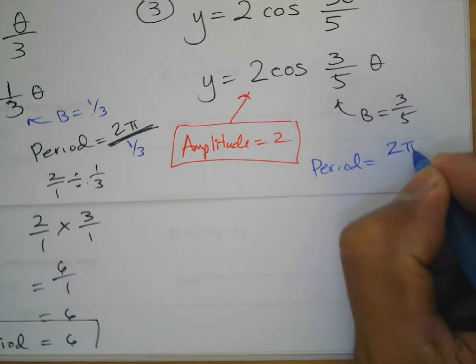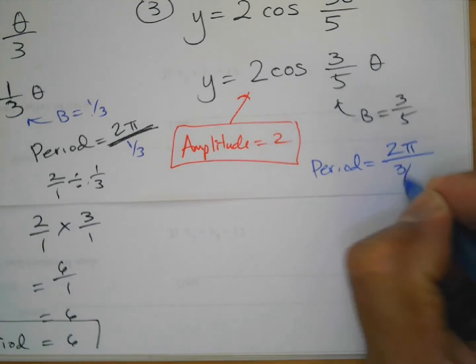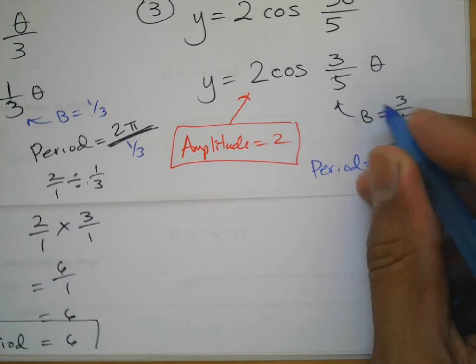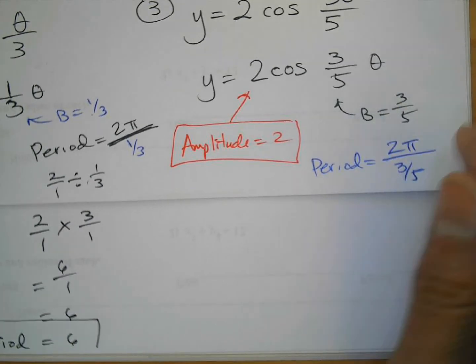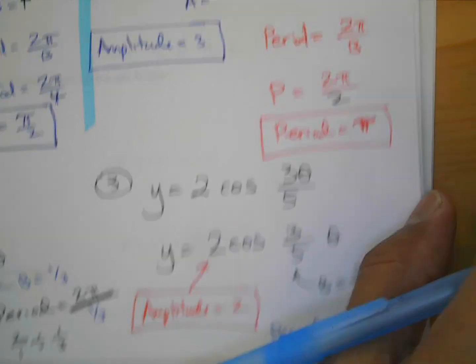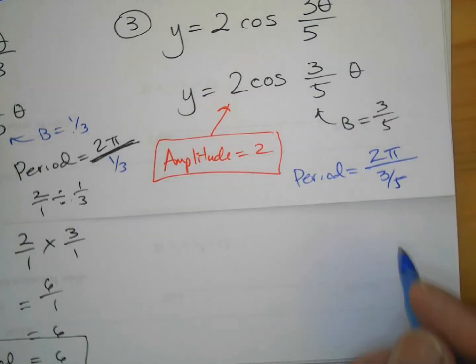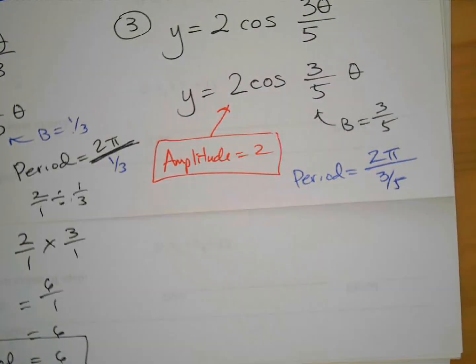Period is equal to 2 pi divided by 3/5. Ugh, right? Because the B goes in the bottom. Oh, it's 2 pi over B, right? 2 pi over B. But if the B is 3/5, it's 2 pi divided by 3/5.